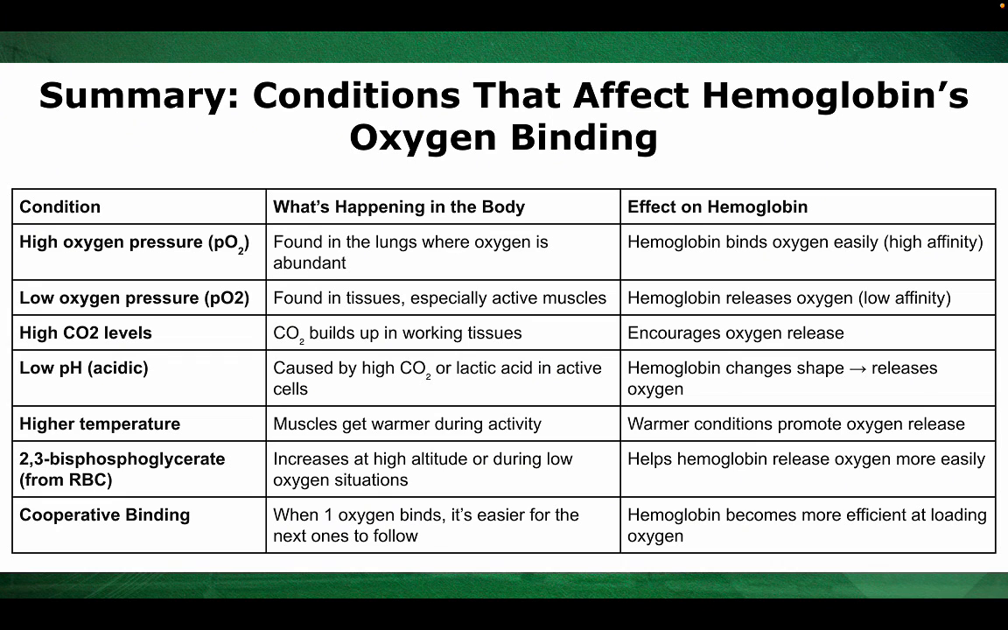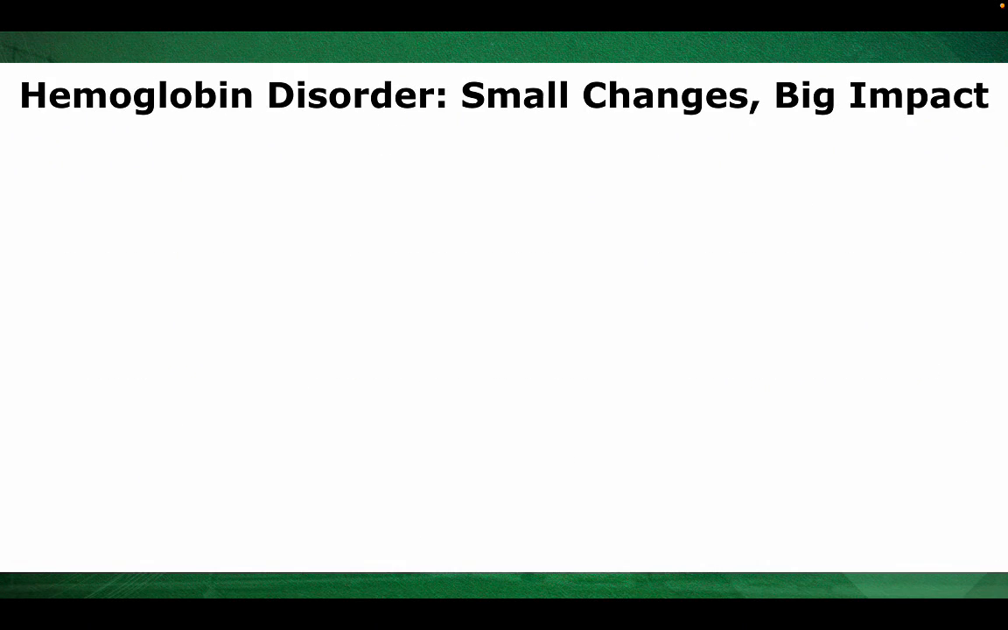This slide shows the summary of conditions that affect hemoglobin's oxygen binding. In the lungs, there's a lot of oxygen, so hemoglobin grabs it. So that's high affinity. In the muscles, where there's low oxygen, more carbon dioxide, higher temperature, and more acidity, hemoglobin lets oxygen go. Now let's explore 3 disorders that affect hemoglobin. These conditions may differ in cause, but all interfere with how oxygen reaches the tissues.